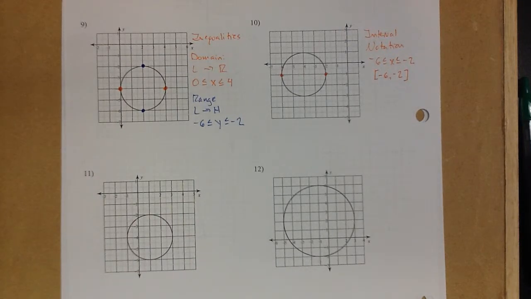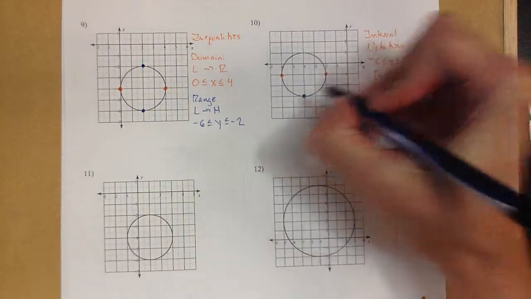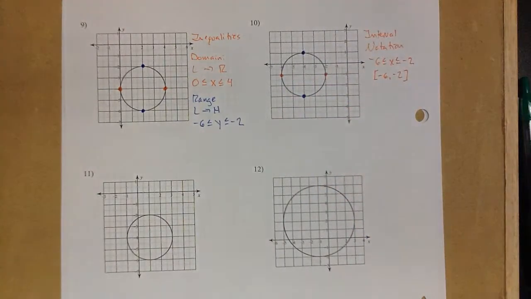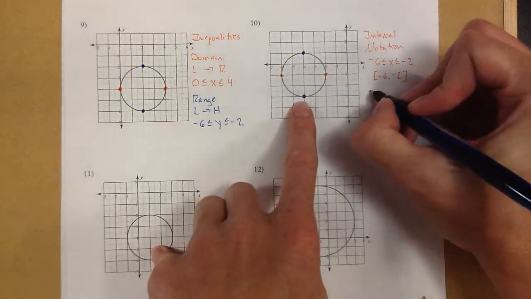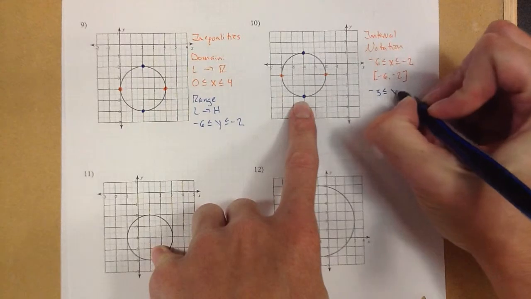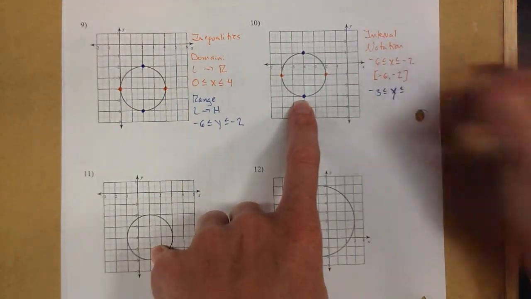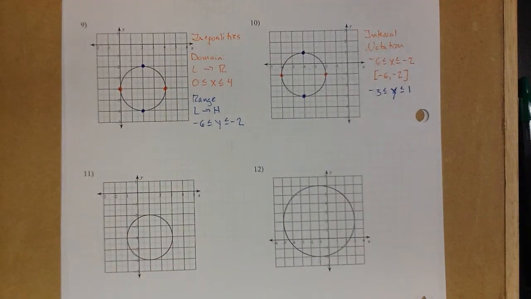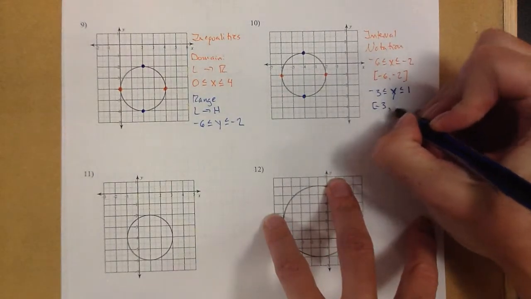Alright? So then for my range, what's the lowest part of my graph? -3. And what's the highest part of the graph? 1. So if we're going to write it in inequality notation, I would have -3 less than or equal to y less than or equal to 1. The points are closed, so we have brackets. -3 to 1.